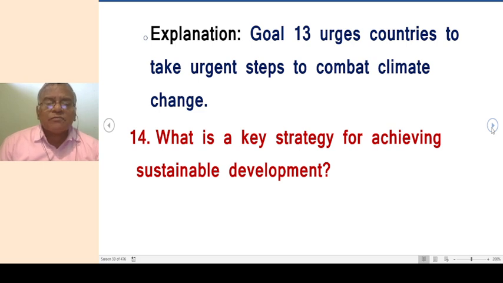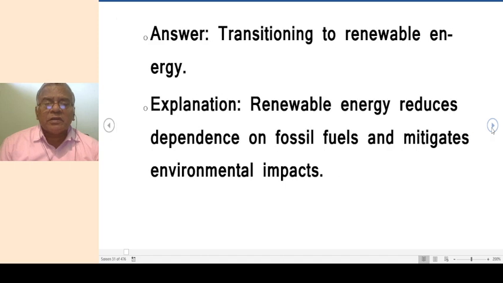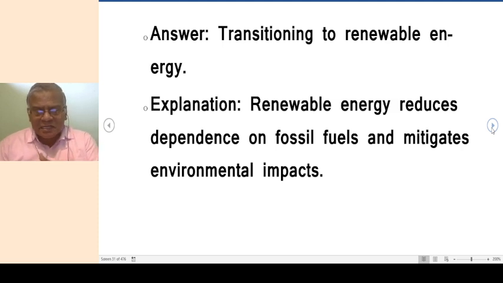What is the key strategy for achieving sustainable development? That is transitioning to renewable energy. Renewable energy reduces dependence on fossil fuels, that is petrol, gas, diesel, etc., no? Which we take from the deep ground, deep land. So they are all deep earth. They are called fossil fuels. So renewable energy reduces dependence on such fuels, and mitigates, that is decreases, environmental impacts.